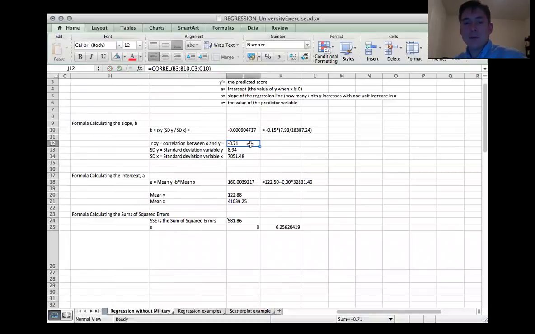Negative 0.71. We get the good, okay, the rest is all good. And now let's change the formula for our beta, right? Let's say here, instead of negative 0.15, we say negative 7.1 times 8.94 divided by 7.051.